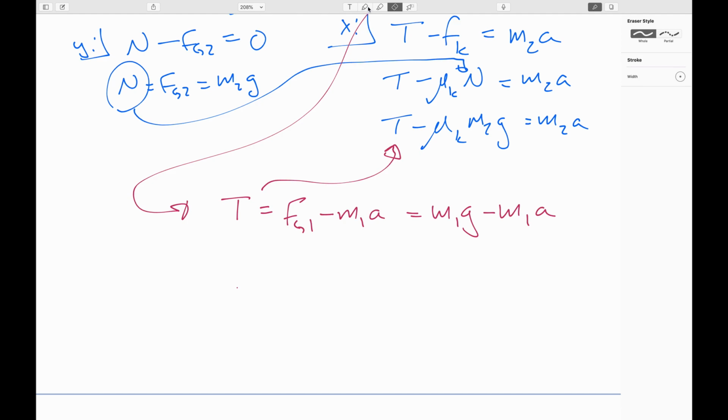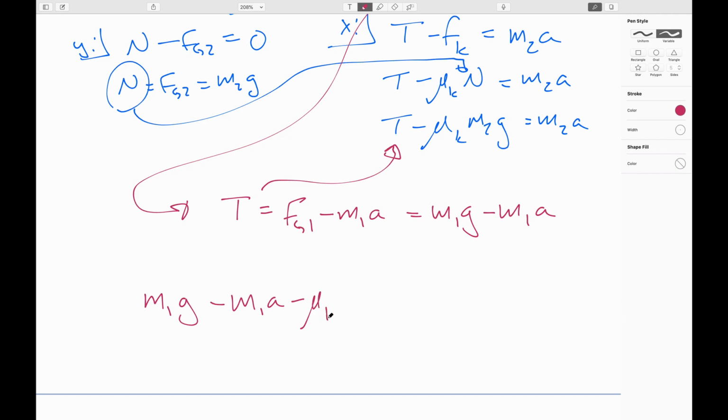So sticking in, we will have M1G minus M1A minus mu K M2G equals M2A. Now we're solving for A. So the first step is just to get everything with A on one side of the equal sign and everything that doesn't have A onto the other side of the equal sign. So let's go ahead and do that.